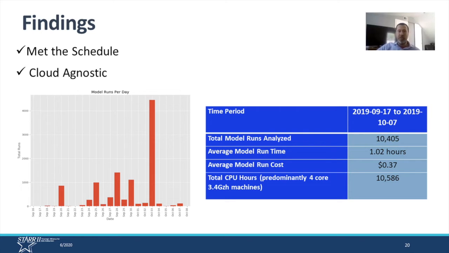37 cents was the average model run cost, and total CPU hours would be 10,586, predominantly 4 core machines. And so during the scale test, one of the things that we tried to do was identify what the appropriate size machine was to run these on. If it was a big model and required more cores and was more efficient that way, then we threw more cores at it. We were able to identify that early on through the scale test.